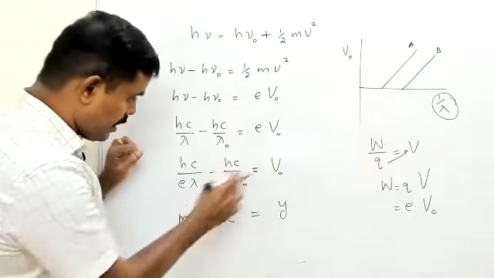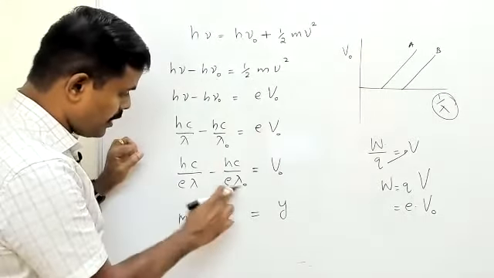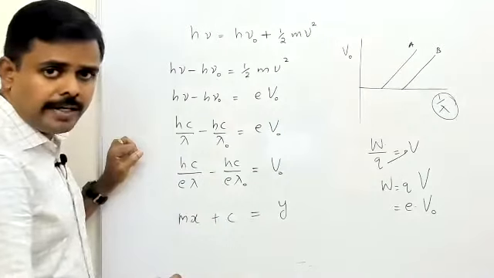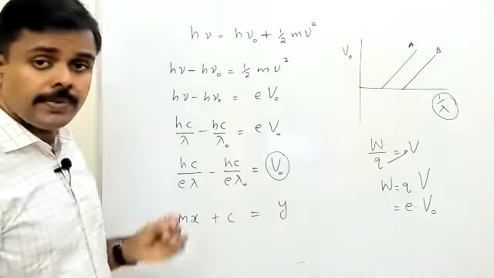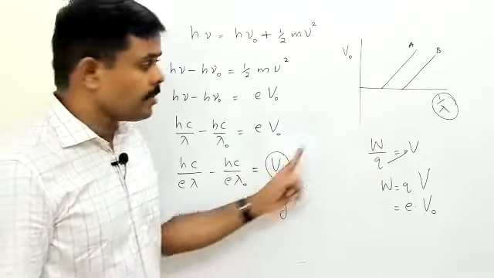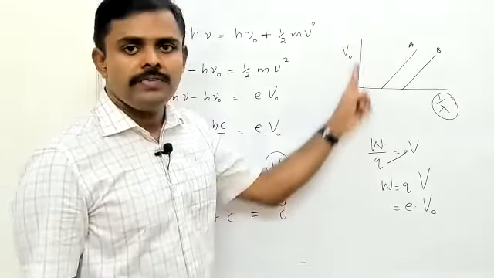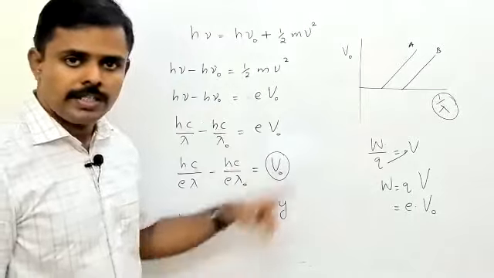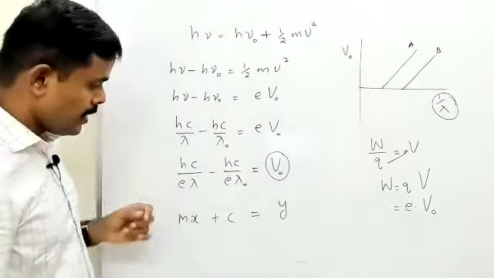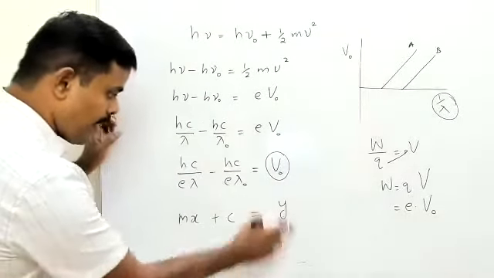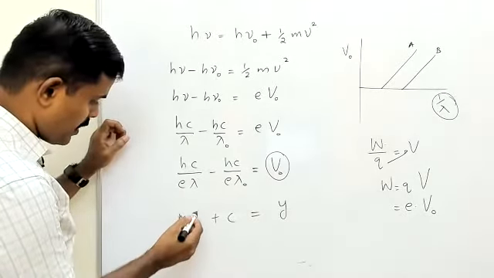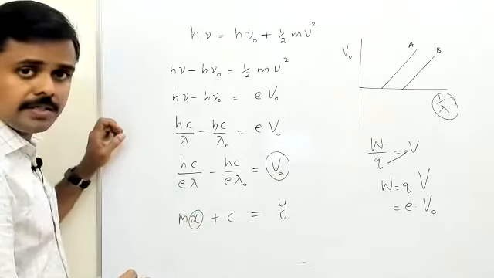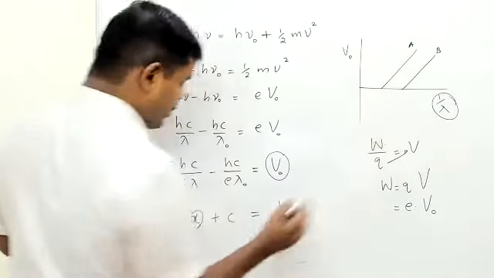Yes, e comes here. hc by e lambda minus hc by e lambda 0 is equal to V0. Why did I do that? Because I needed V0 alone on the right side. Why V0 alone? Because as you can see, the y-axis has only V0. It's not eV0, it's V0. Understood? Now this equation looks like y equals mx plus c. What is in place of x? 1 by lambda.